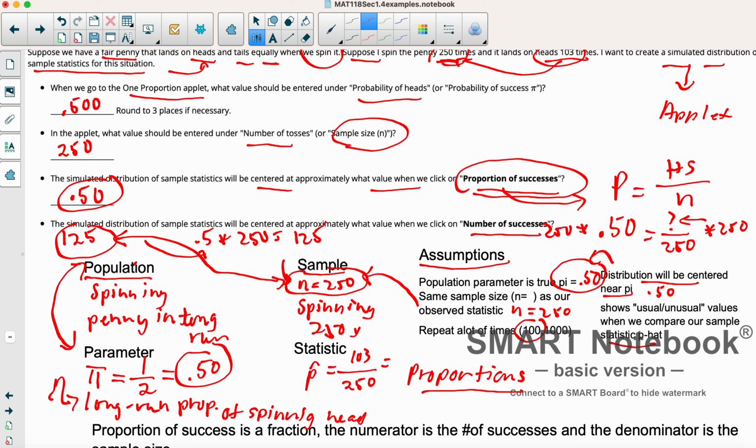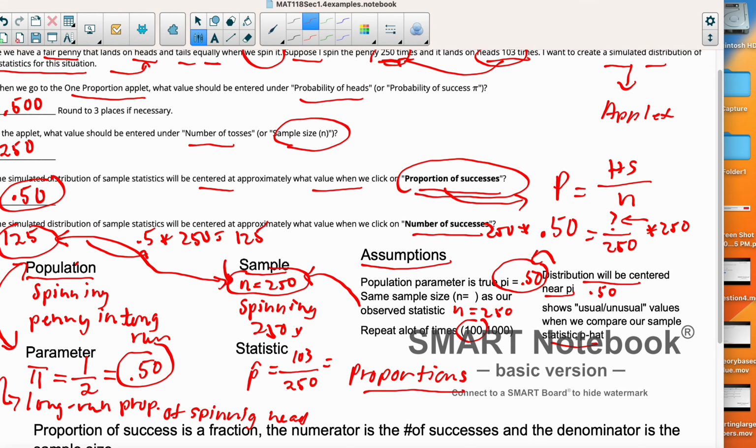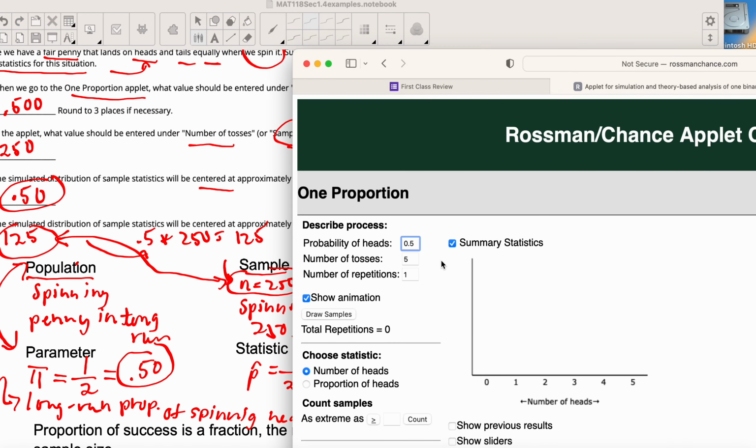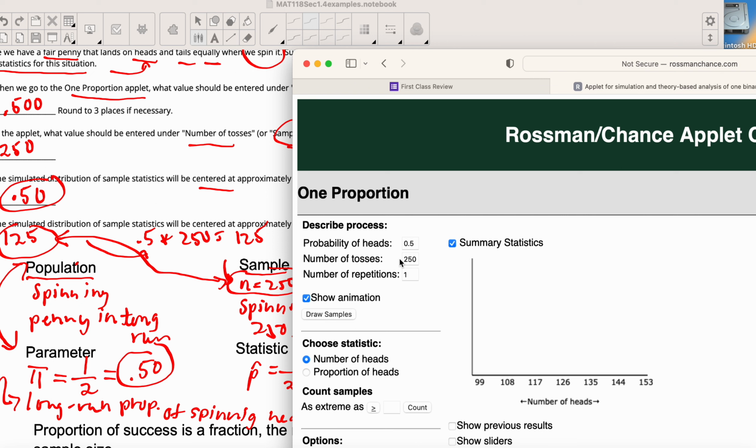So let me pull up my applet. Here's the one proportion applet. I'm going to put in my pi here, that's 0.5. The number of tosses is my n, that's 250. That's my sample size. And then I can just repeat it 100 times. I'm going to draw the sample. I'm going to start off with proportion of heads.